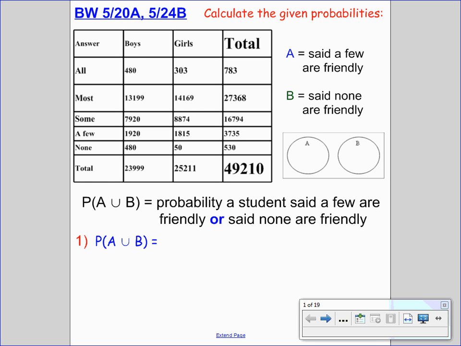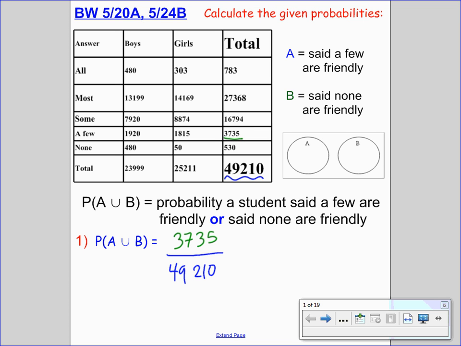If we want to know the probability that a student said a few are friendly, we're going to find those totals from our table. It looks like 3,735 students said a few are friendly out of my total 49,210 students. And so the probability that a student said a few are friendly would be 3,735 out of my total number of respondents, 49,210.